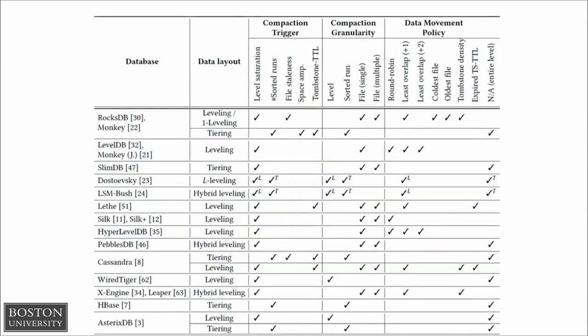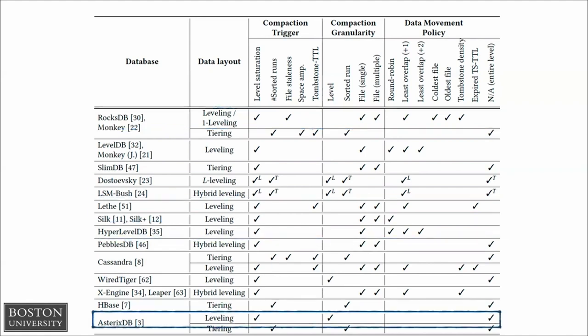So here you can see we have done this work, and we have had several systems implementing several different compaction strategies, and we see how we can break them down into the compaction primitives. For example, RocksDB with leveling has a compaction trigger based on level saturation and file staleness, and it compacts data with a smaller granularity of one or several files, but not the whole level. And it has several file picking policies for the partial compaction routine.